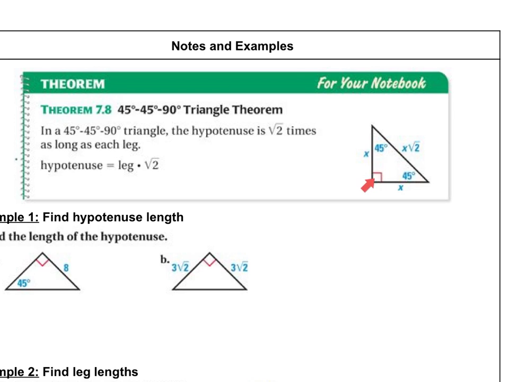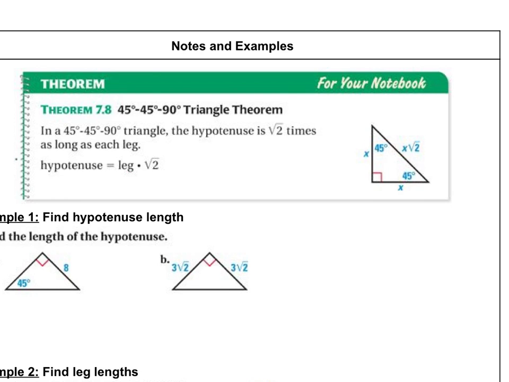So we have our 90-degree angle, we have our 45-degree angles. Basically, this holds true for every 45-45-90. The legs are x distance, and then the hypotenuse will always be x times radical 2. So to figure out the hypotenuse, we would just take a leg and multiply times radical 2.